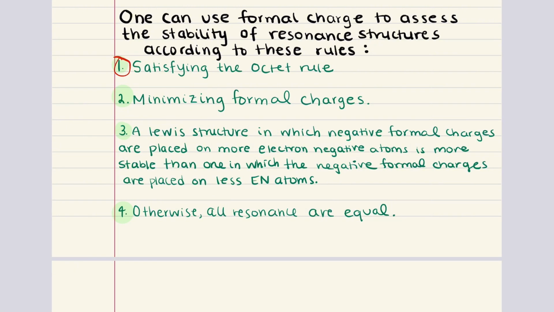And the formal charge can be calculated using the equation that we've used previously, right? Formal charge is equal to the number of valence electrons in a free atom minus the number of lone pair electrons minus 1/2 the number of bonding electrons. So that's the first two rules. The third is placing negative charges on electronegative atoms. Structures where the negative formal charge or charges are placed on more electronegative atoms, like oxygen, are more stable than those where the negative charges are on less electronegative atoms.